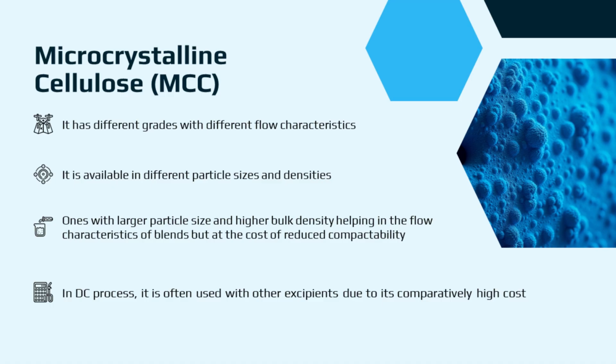MCC is available in multiple grades, differing in particle size, bulk density, and flow characteristics. Larger particle sizes generally improve flowability but may slightly reduce compactability. Smaller particle grades, on the other hand, provide superior compressibility but can lead to poorer flow behavior. In direct compression, MCC is often blended with other excipients due to its relatively high cost. Selecting the appropriate grade, such as pH 101 or pH 102, is essential to balance flow, compressibility, and compatibility with other materials. Understanding these grade differences allows formulators to tailor MCC performance precisely for each manufacturing process.